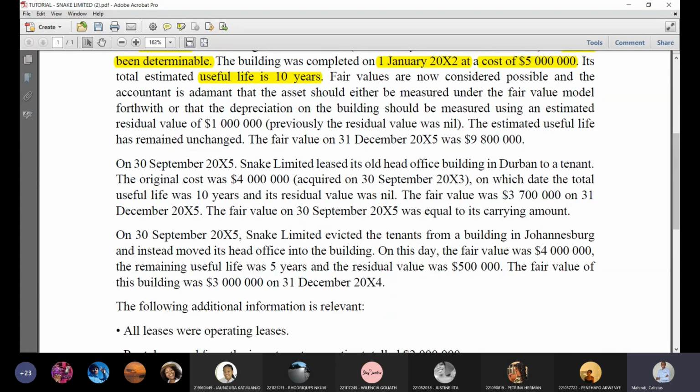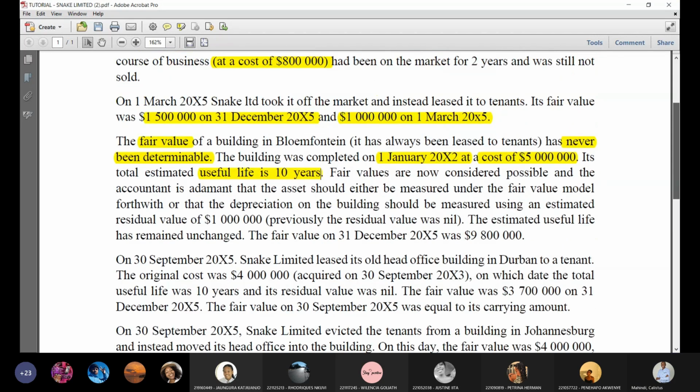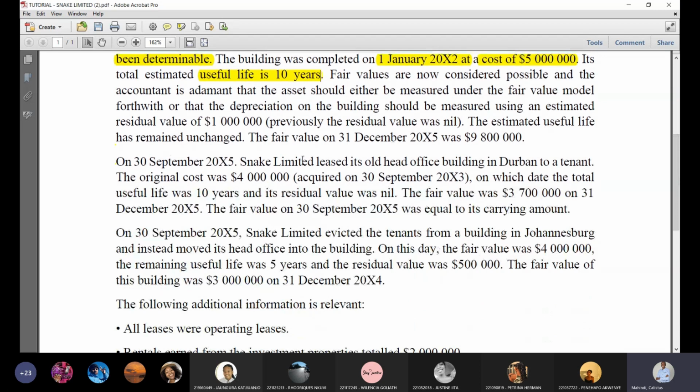So let us go to the fourth paragraph. On 30 September 20x5, Snake Limited leased its old head office building in Durban to a tenant. Just that first sentence. What do we determine from that first sentence? There's been a change in use. What is the change in use? From what to what? From PPE to investment property. Exactly. So there's a change in use in this property. From PPE, it becomes investment property.